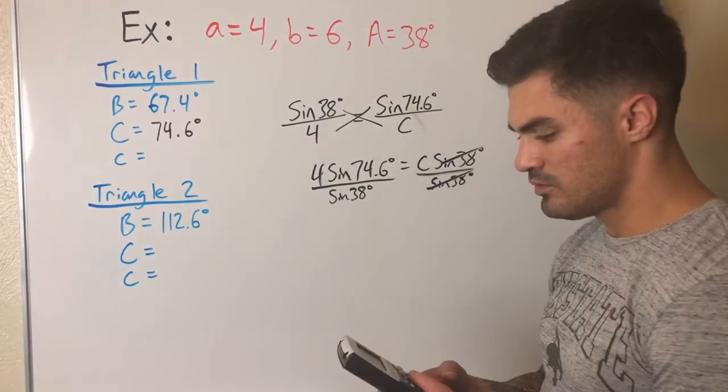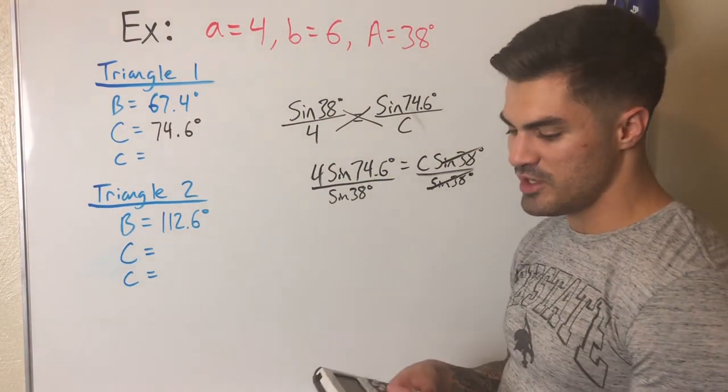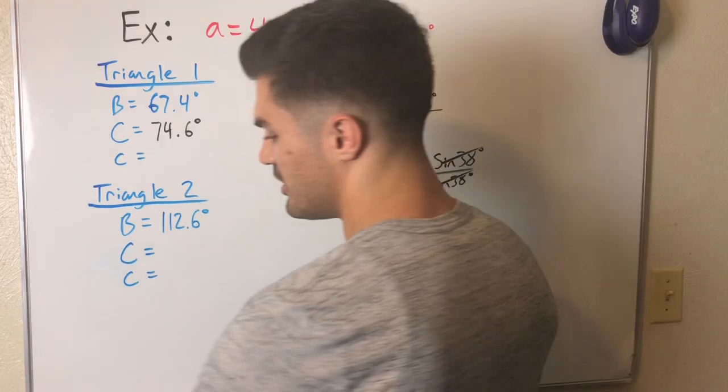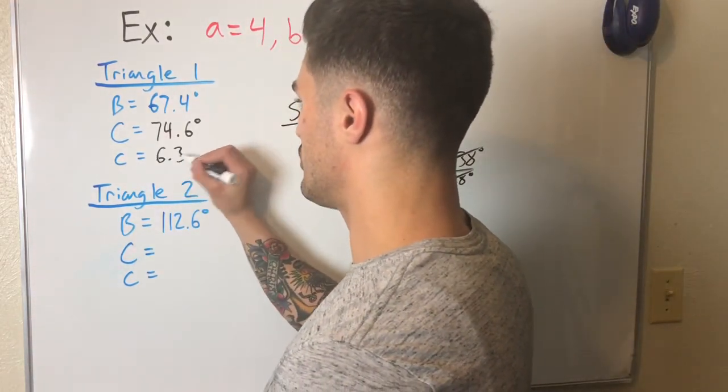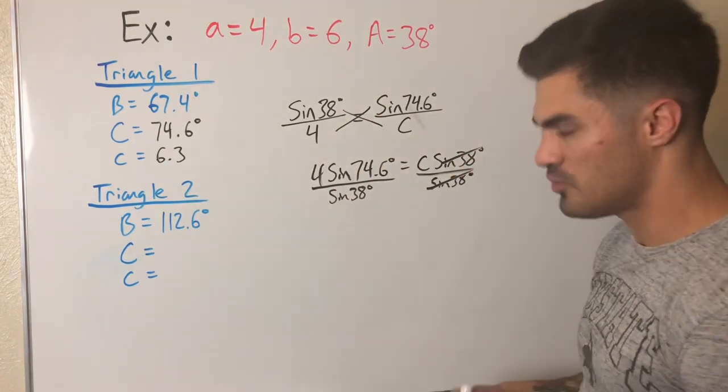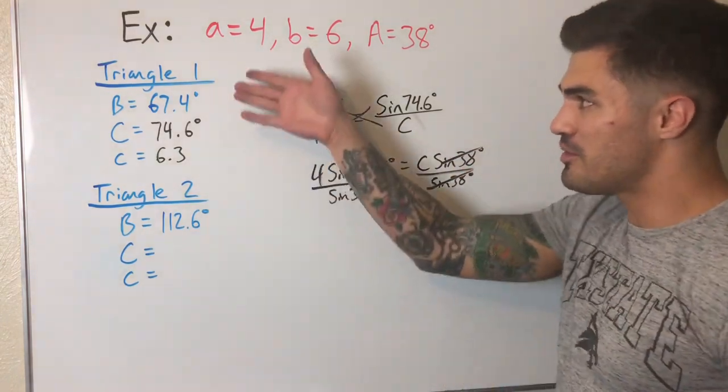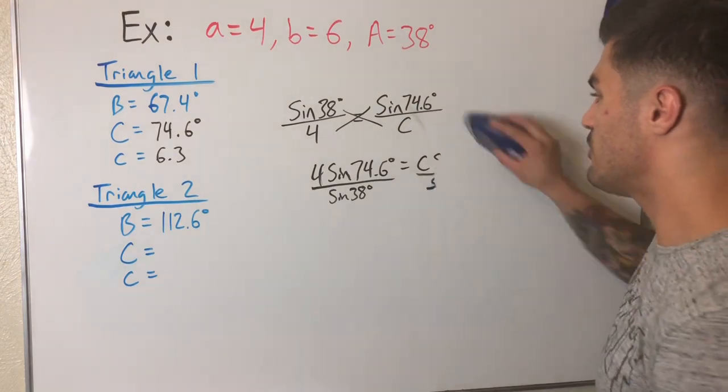Let me see if I can find that. All right, so I got 6.26. I'm rounding to 1 decimal place, so I'll round to 6.3. And that just depends on the instructions. If it says round to 2, then round to 2. I'm rounding to 1. So I have my first triangle done. So let me go ahead and move on to my second triangle.